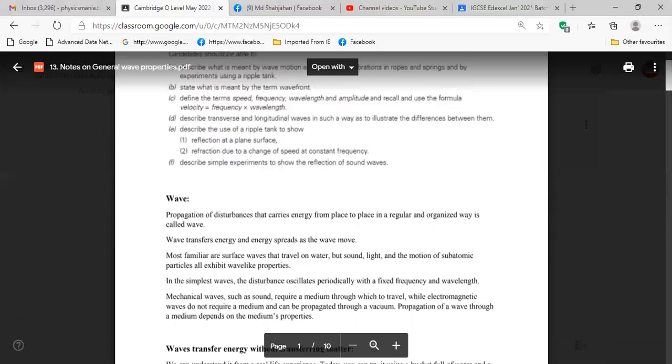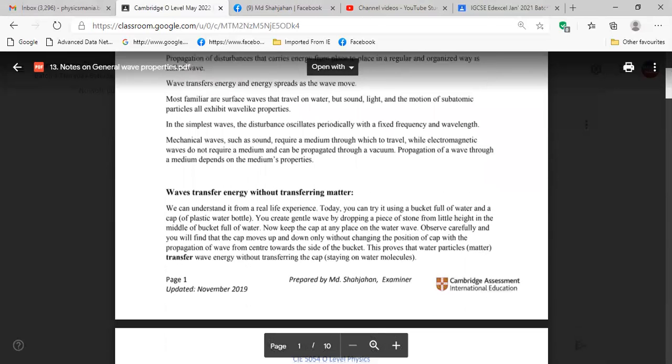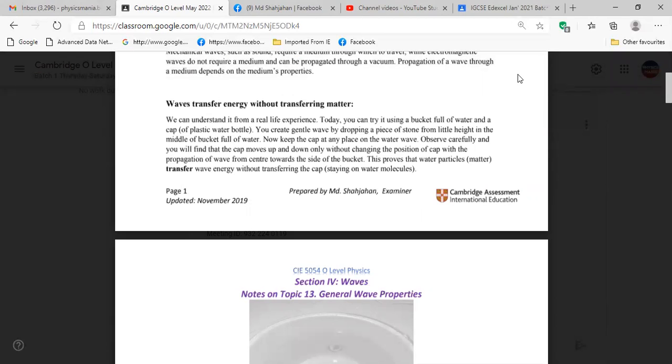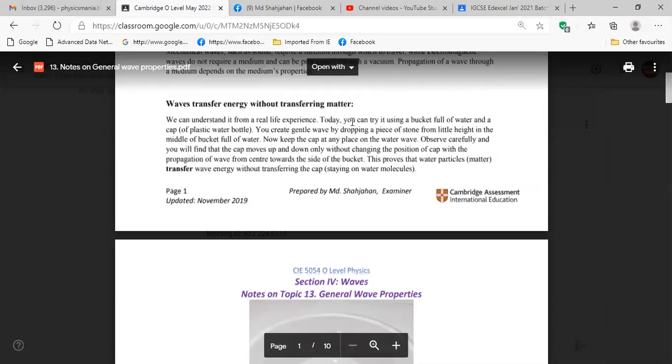Let's go to the next part. This is a very important thing in our waves. This one is very important. Waves transfer energy without transferring matter. We will go there. Please write this heading: waves transfer energy without transferring matter.